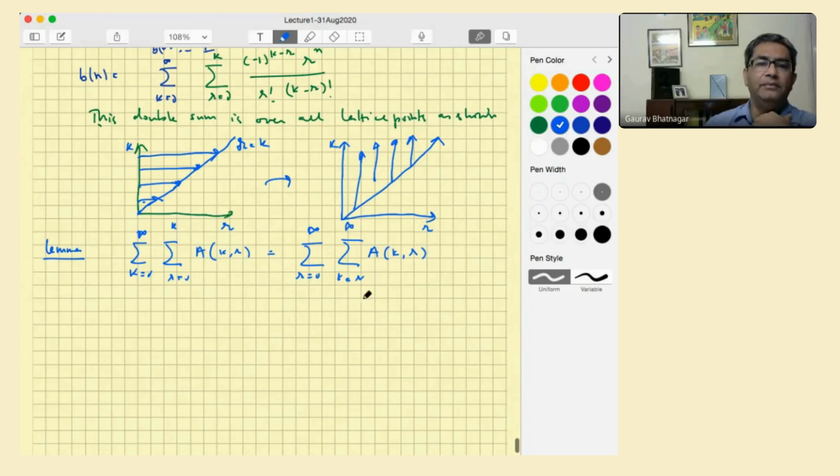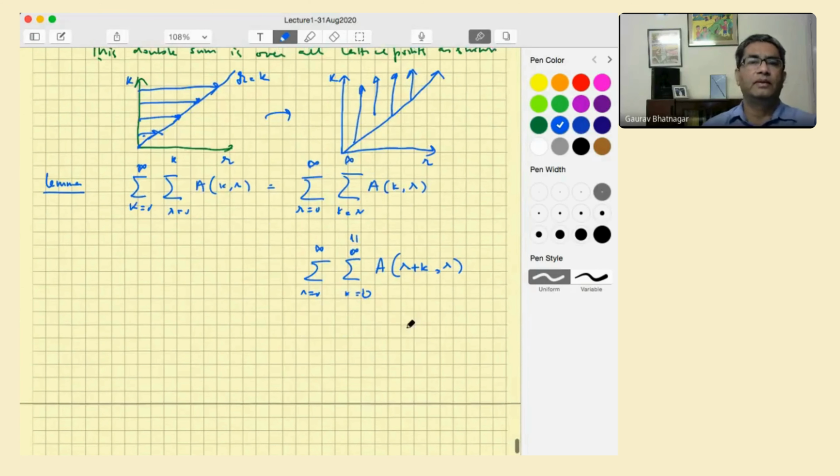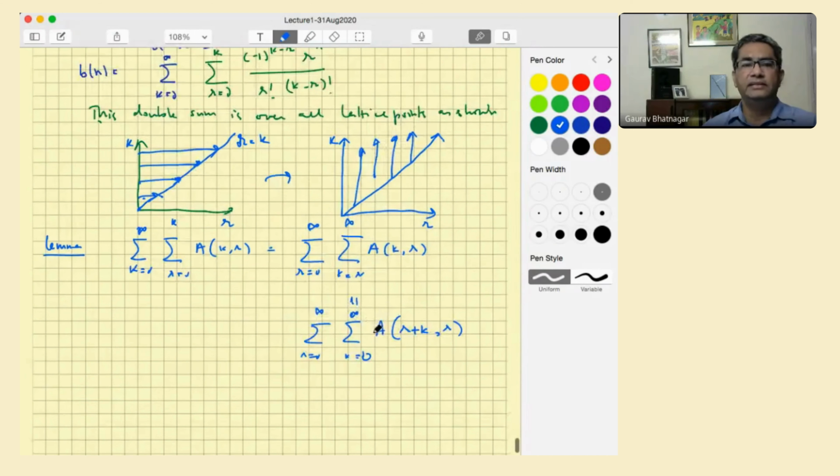And then you can shift the index here, k going from 0 to infinity. So k is starting from r, and here it's starting from 0. So it is a(r+k, r). This is what you do. Do you understand this? Is this clear? This is what you do in double integrals. Is this okay?